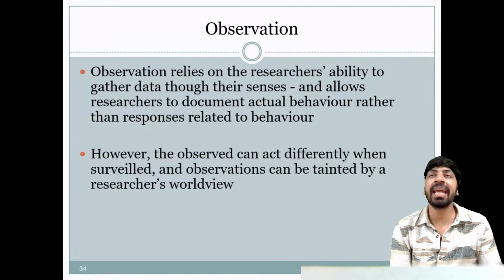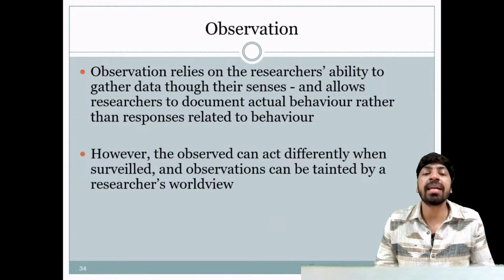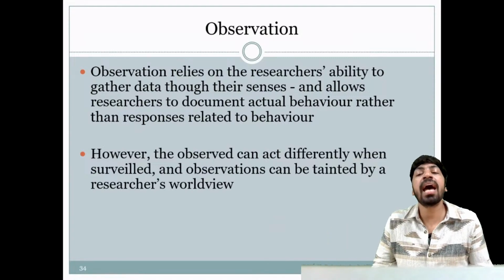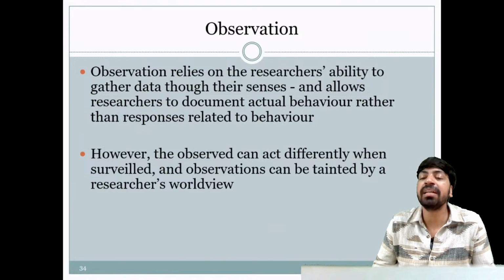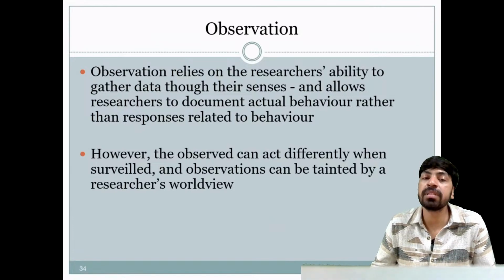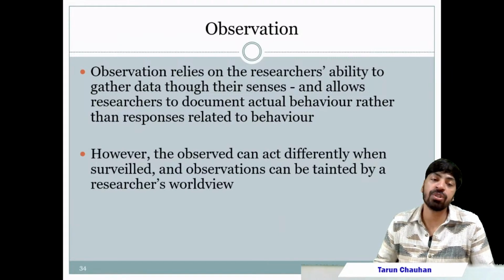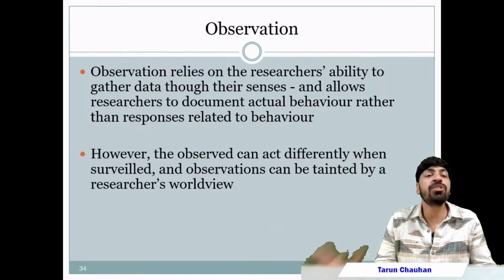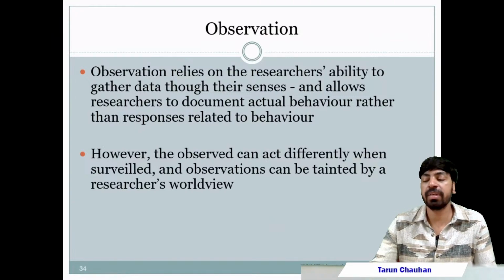The observed can act differently, and the same observations cannot be analyzed. So observations can differ, the observed can act differently when surveyed, and the observations can be tainted by the researcher's worldview, because whatever you observe you have to write and speak based on your observations. So it is a researcher's worldview that reaches a larger group of the population. So that's called the observation method.